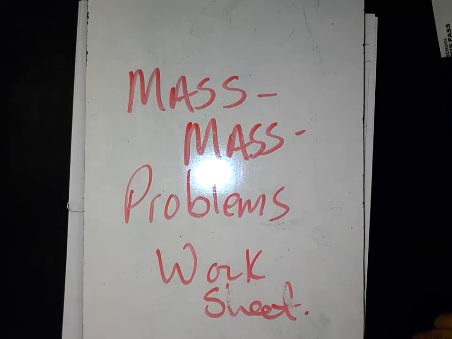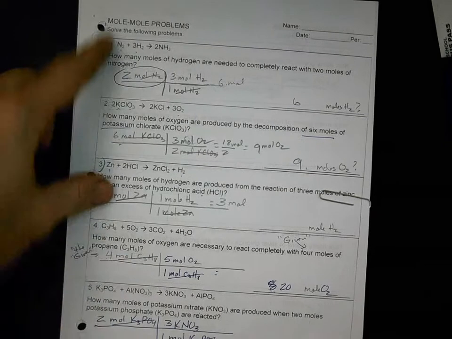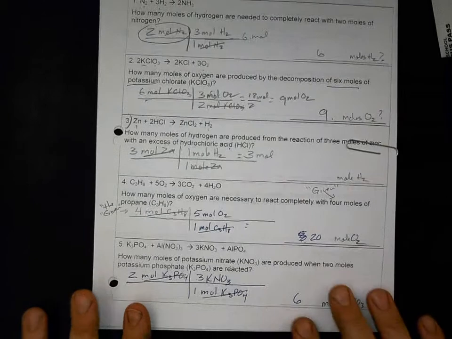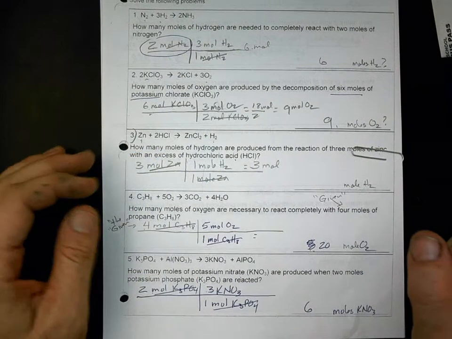We're going to be working on mass problems right now. So we'll be working on the back side of the worksheet we just finished up. We just worked on the mole paper a few minutes ago, getting all the conversions, and we'll be using part of this in the conversions we're doing now.